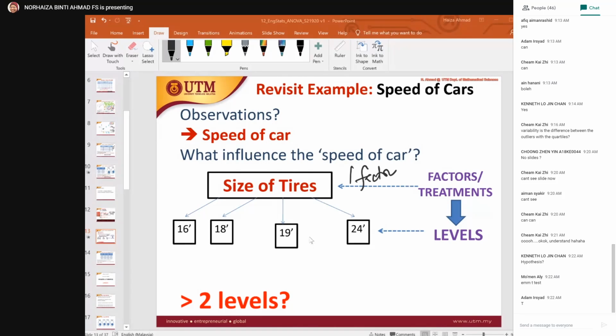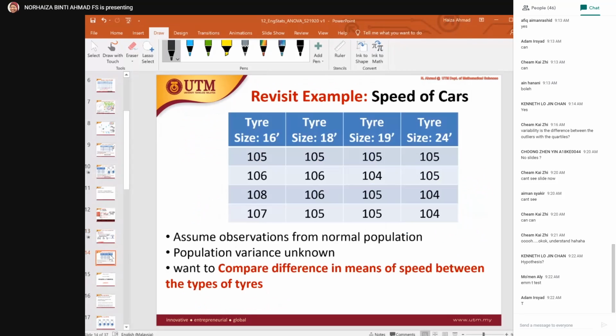Imagine you've got observations like this. You assume that observations come from a normal population with variance unknown, and let's say you still want to compare the difference in means. Therefore, if you're doing a test, you're going to test on the mu. But now you've got 4.